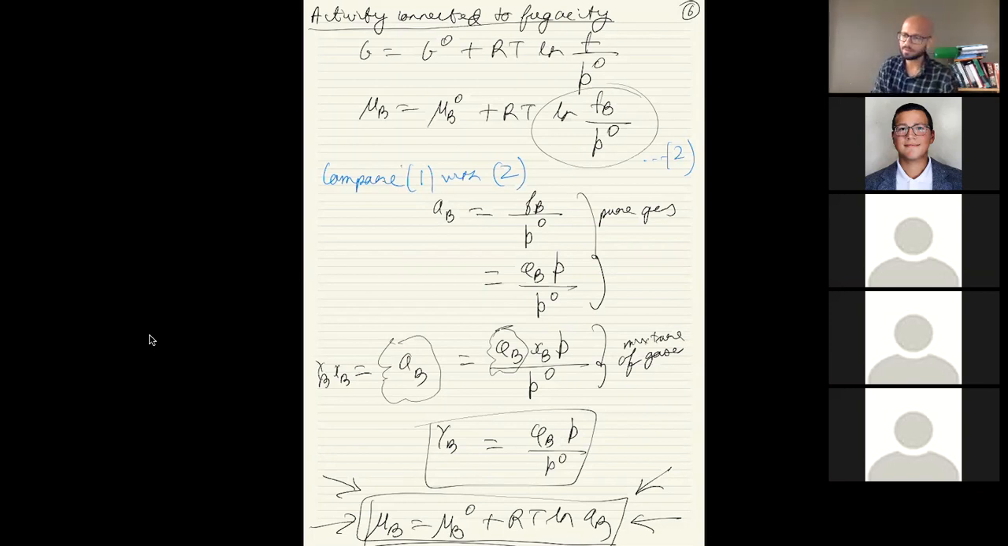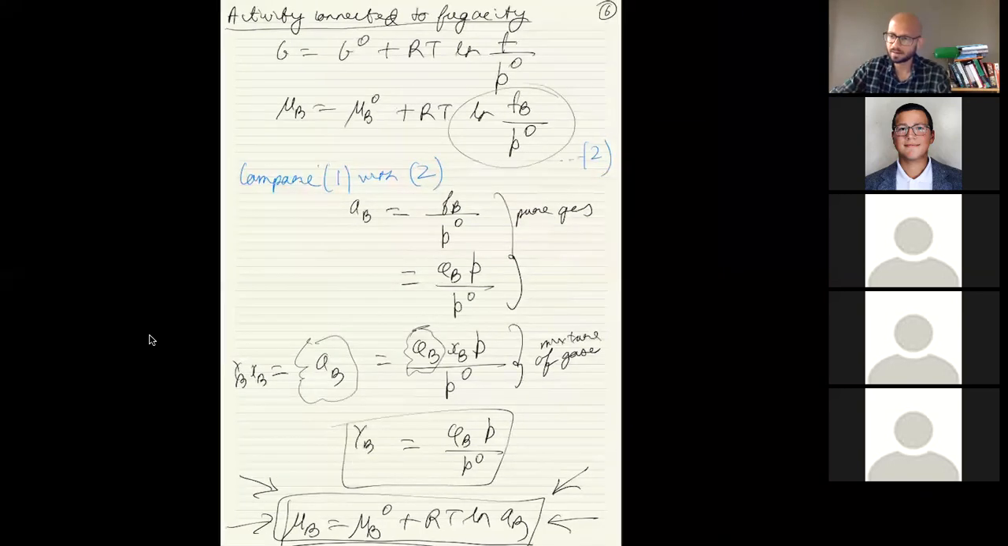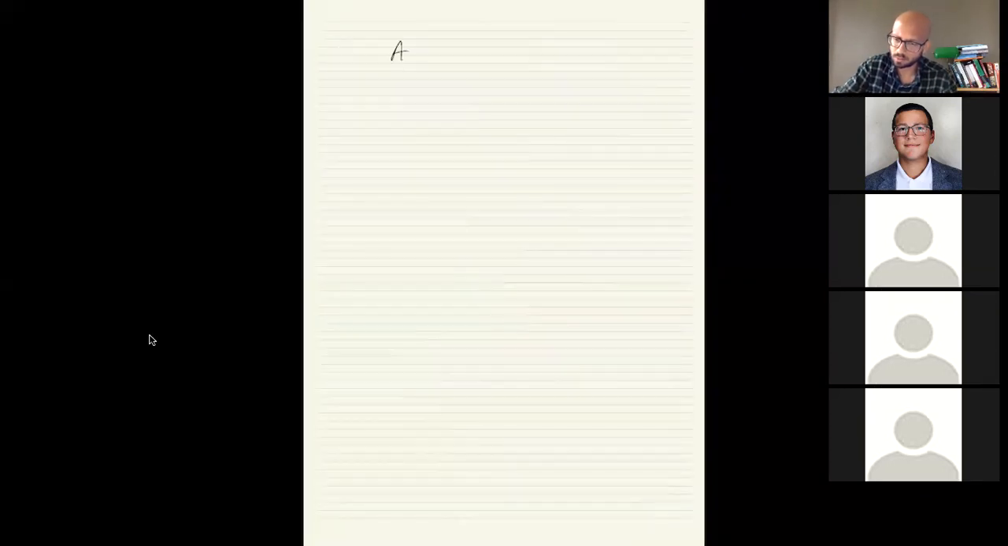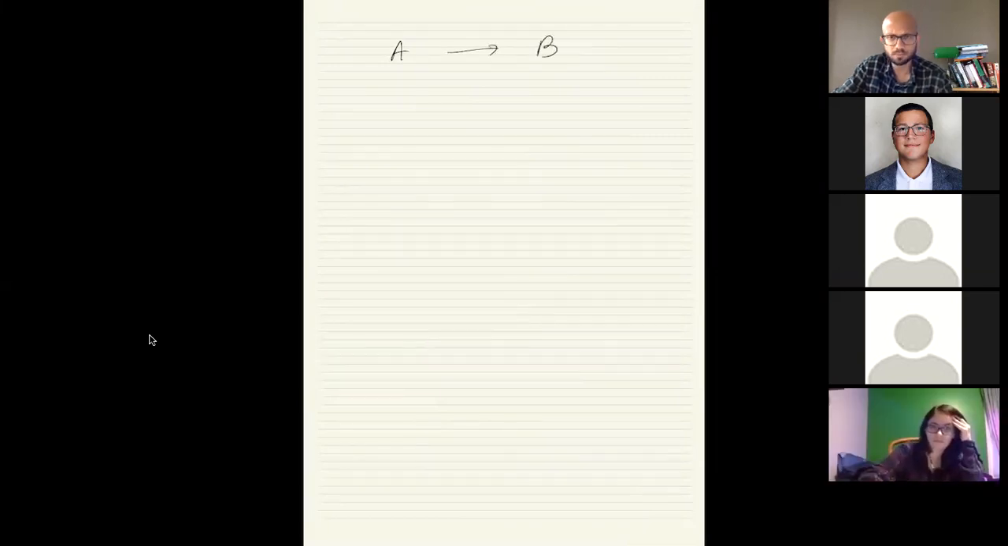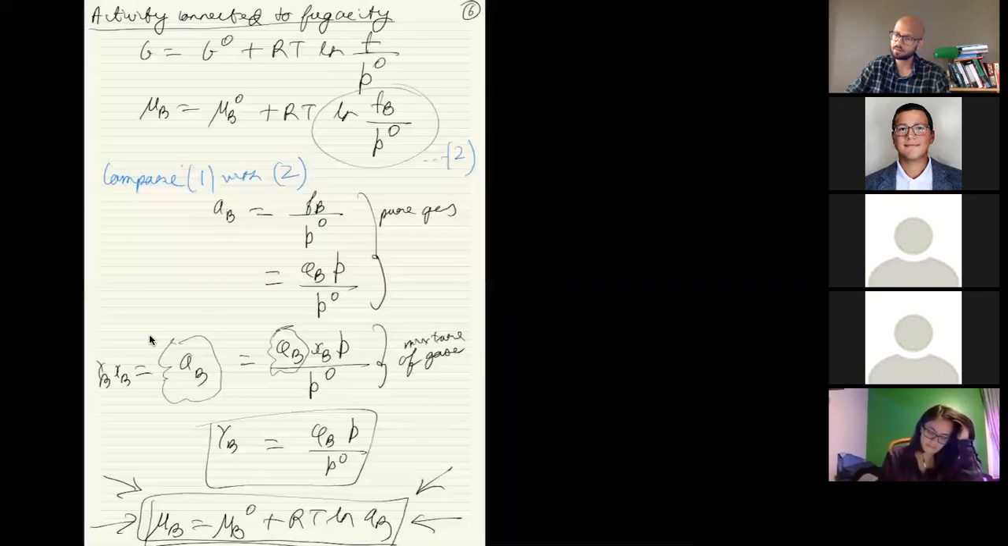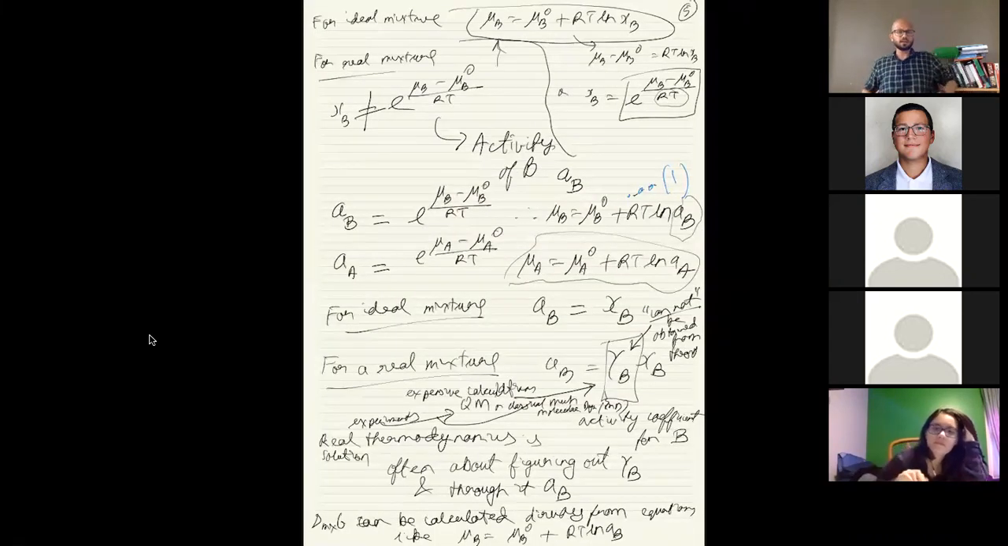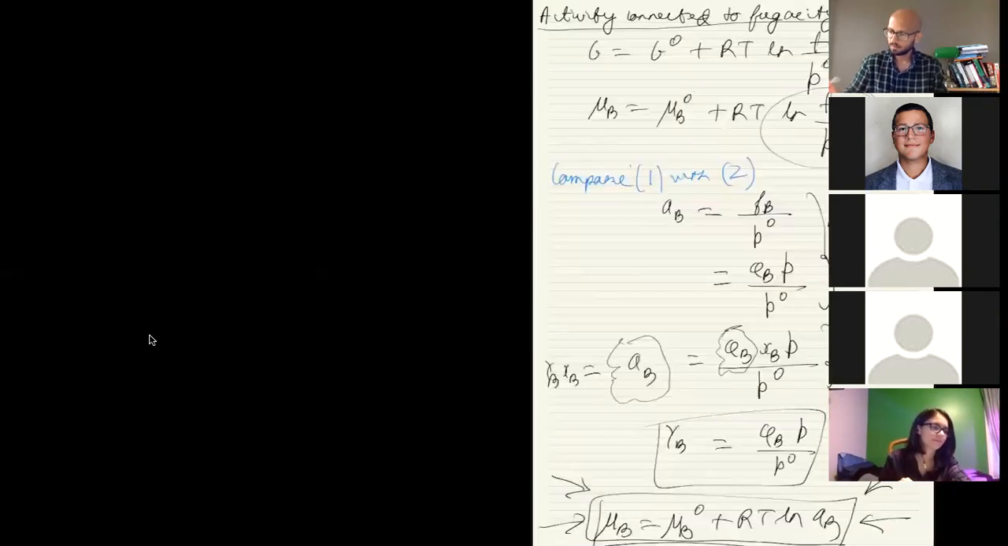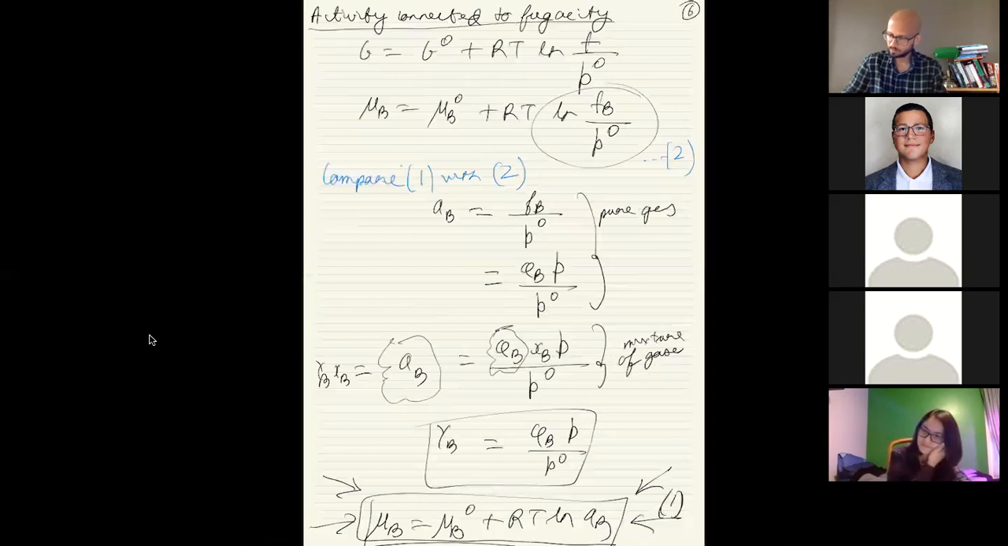So next time, I have 2 minutes left, so I'm not going to start a new topic today. Next time, I'm going to talk about equilibrium constants, which basically will tell us that once you have a reaction going from A to B, will this reaction dominate or will the opposite direction dominate? And in order to do that, we will just use our second law of thermodynamics, that the spontaneous direction is the one in which the free energy decreases. So Zach, you can see your equation number one. This was equation number one, this very, very important equation, mu b is equal to mu b naught plus RT ln ab. So next time we will talk about the equilibrium constants.